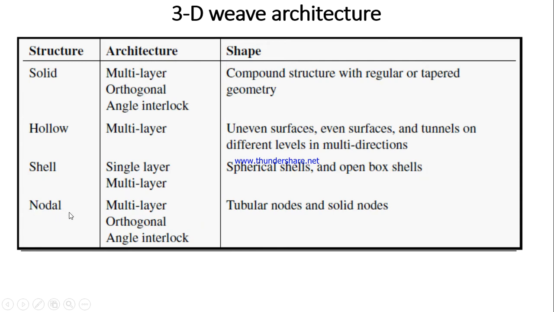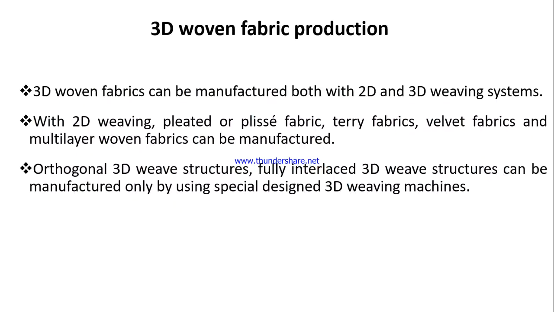Then the nodal structure. Nodal is actually the branched structure, like a branch of a tree. Nodal structure: multi-layer, orthogonal, angle interlock. These are the three types of nodal structure available: multi-layer woven fabric, orthogonal, and angle interlock woven fabric. So multi-layer nodal structures can also be produced by these types of architectures. So tubular nodes and solid nodes. So nodes will be there either in the form of tube or solid.